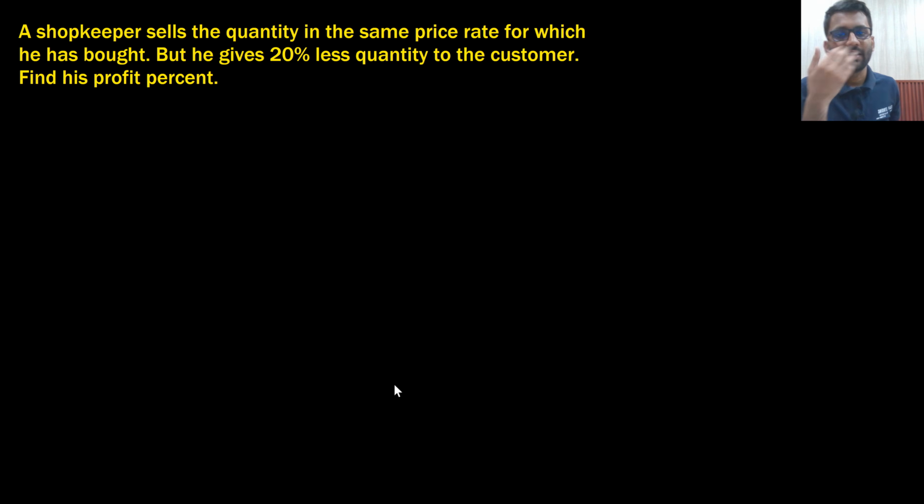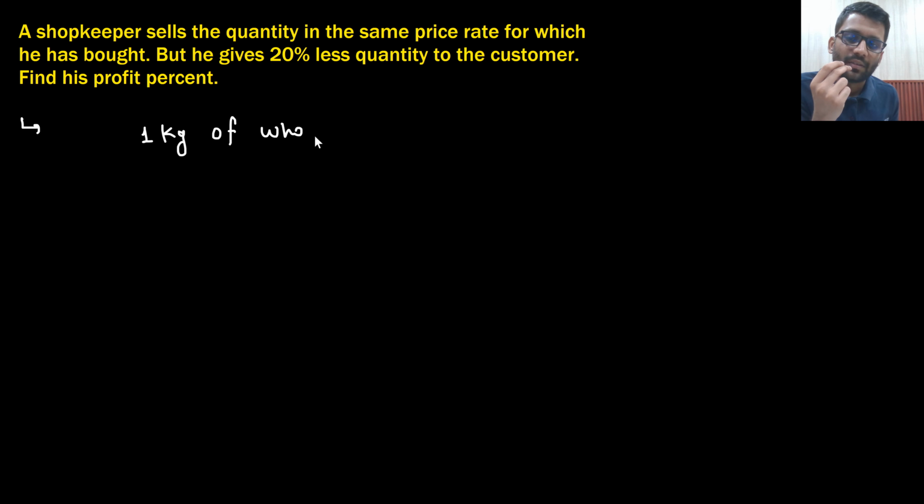A shopkeeper sells the quantity in the same price rate for which he has bought. Okay. But he gives 20% less quantity to the customer. Find his profit percent. So a shopkeeper sells the quantity in the same price for which he has bought. Let's just say he bought 1 kg of wheat in 100 rupees. So what he is saying, sells the quantity in the same price at which he has bought. Okay. So he is selling in 100 rupees only.